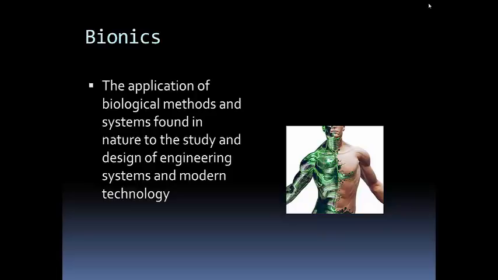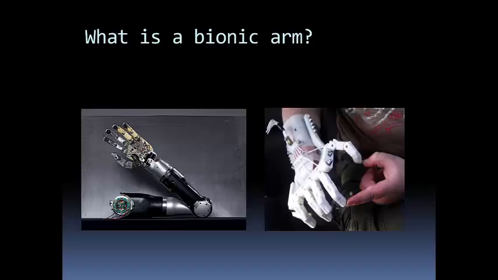The term bionics refers to the application of biological methods and systems found in nature to the study and design of engineering systems and modern technology. Typically, when someone refers to a bionic limb, they are referring to an electromechanical prosthesis intended to restore the functionality of a missing or incapacitated limb.